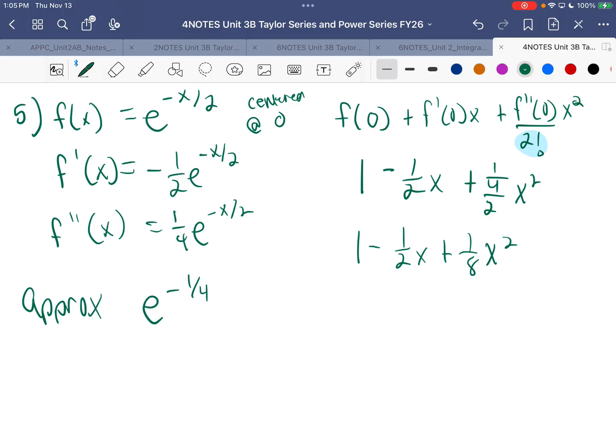The whole point of a Taylor polynomial is that you don't know what e to the negative 1/4 is. So why are you going to plug in e to the negative 1/4? You literally don't know what that number is. That was the reason you were using a Taylor polynomial. But we were using the function e to the negative x over 2. And now let's figure out what x should equal. We have the same bases as each other.